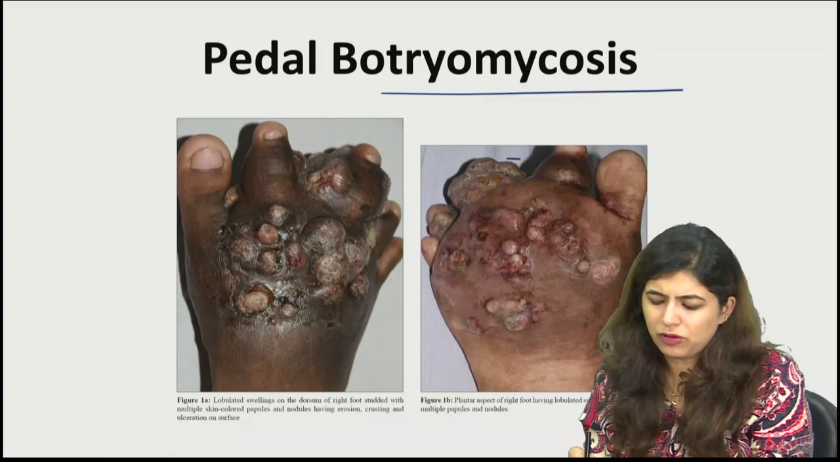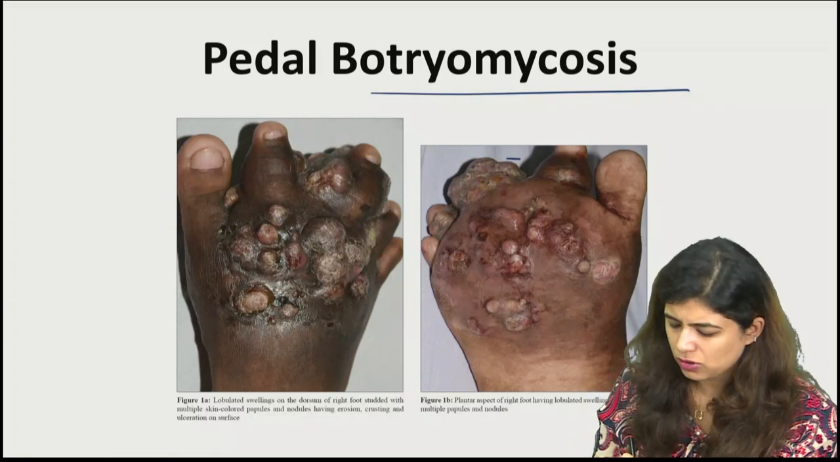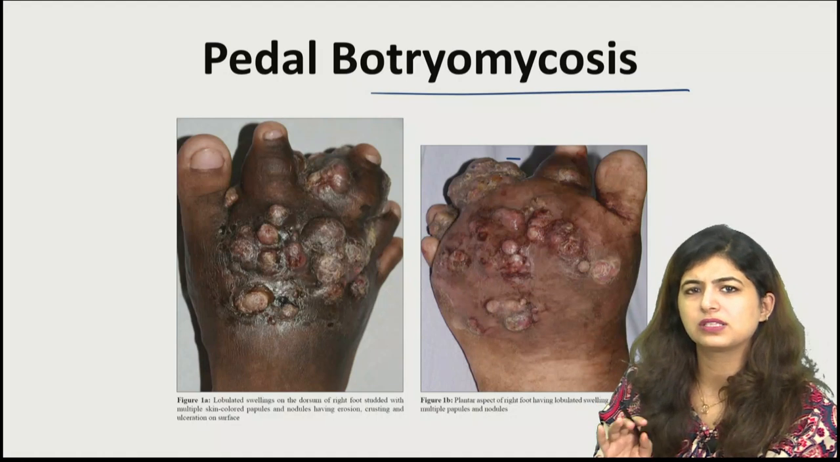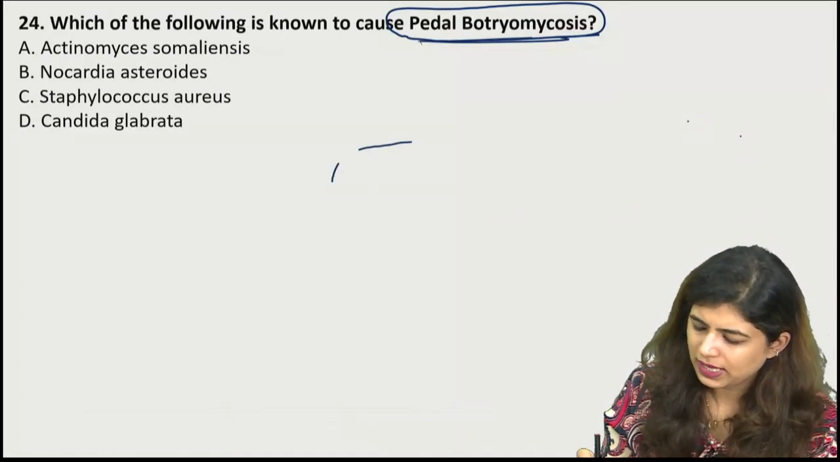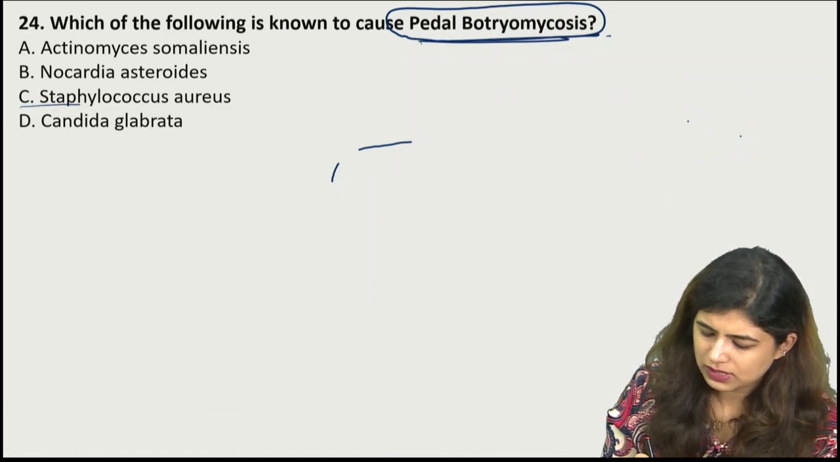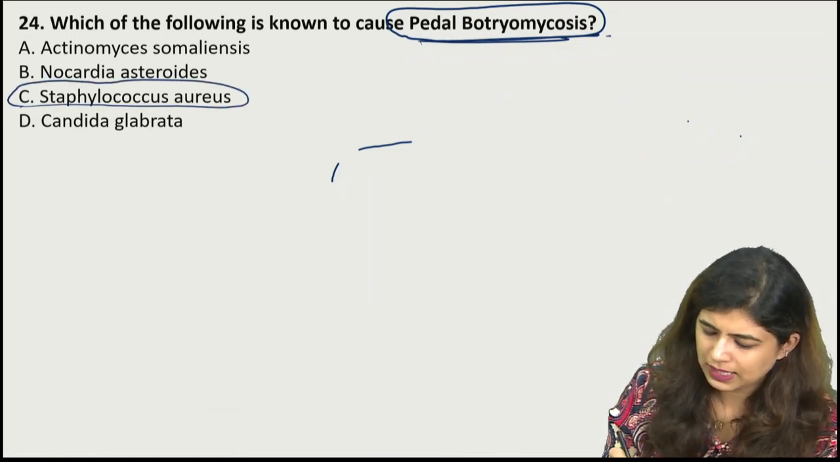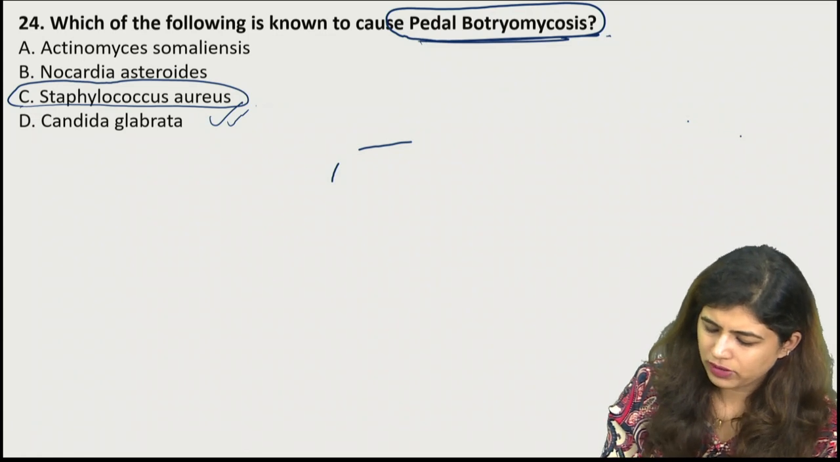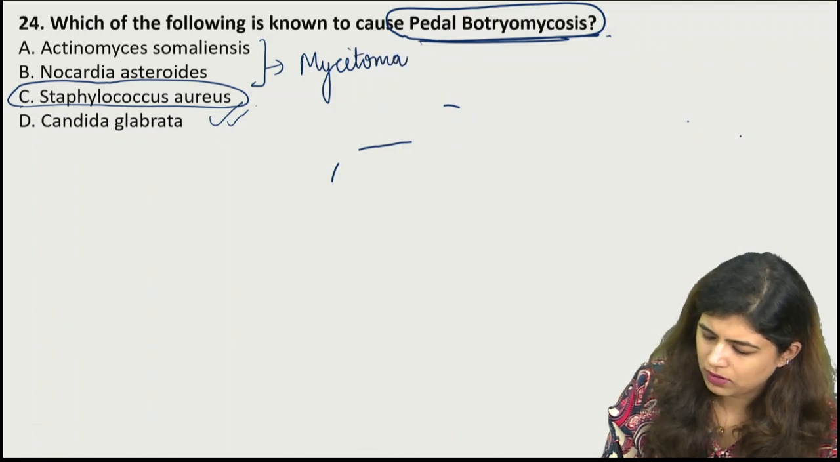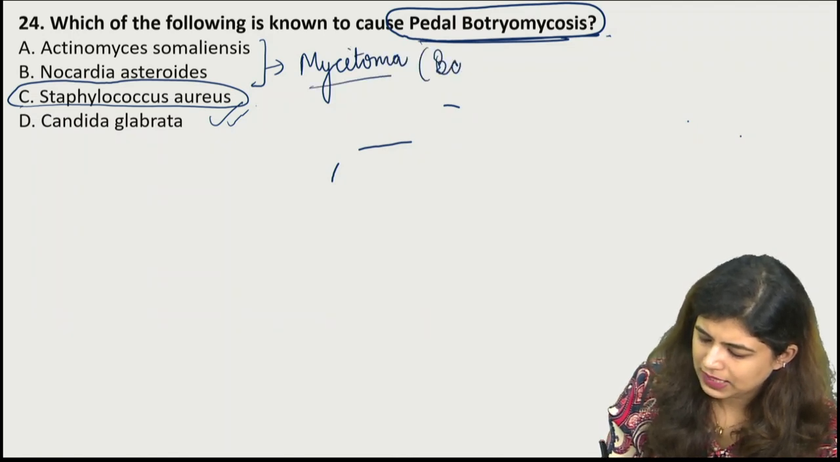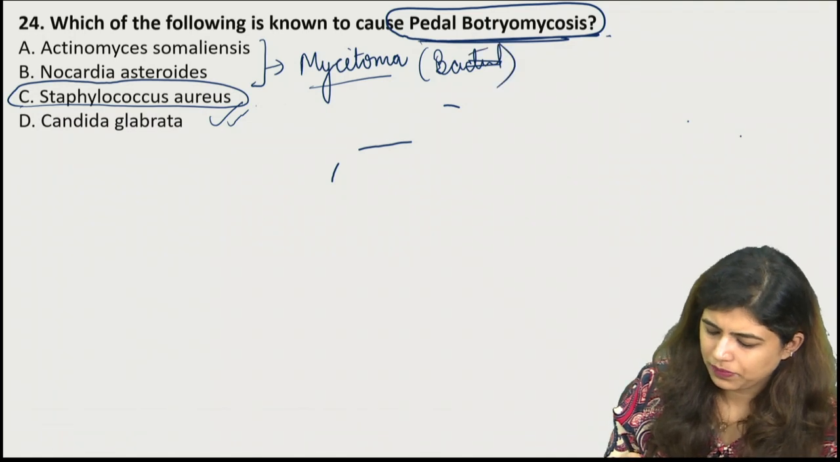Pedal botryomycosis. Don't worry, this is not an image-based question. Here, the only thing that they ask you is the causative organism. So, the causative organism for pedal botryomycosis is option C, staph aureus. These two are causes of bacterial mycetoma.